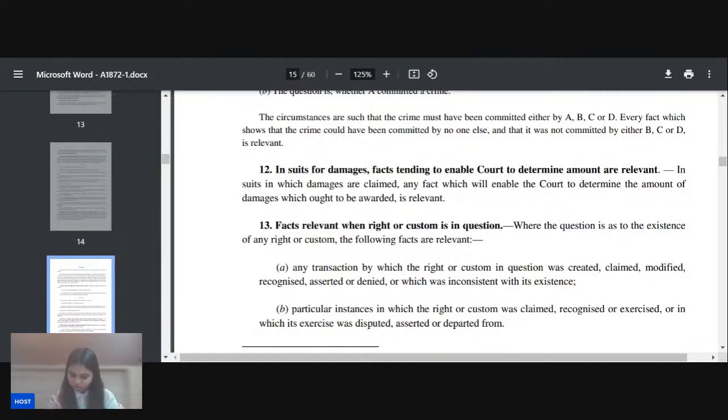And with section 13 you have to read section 32 and section 48, because section 32 and section 48 also are relevant regarding the custom provisions. Okay, so with section 13 you can read section 32 and 48 because they also have provisions relating to custom.